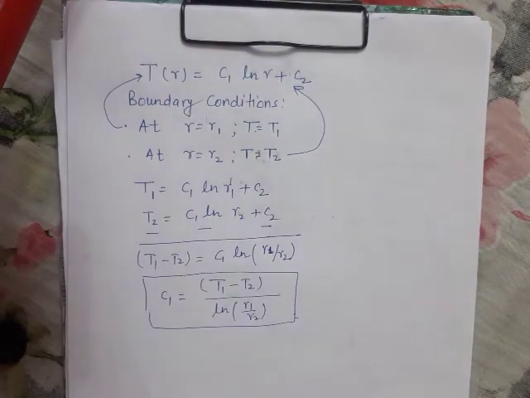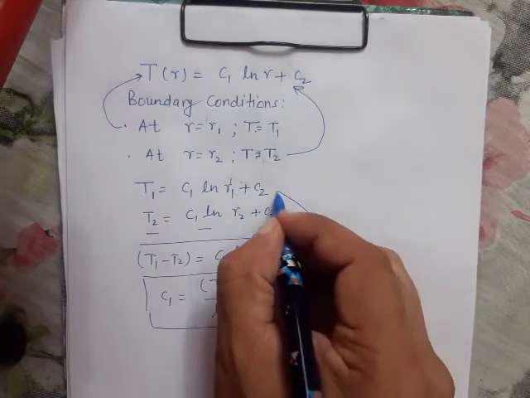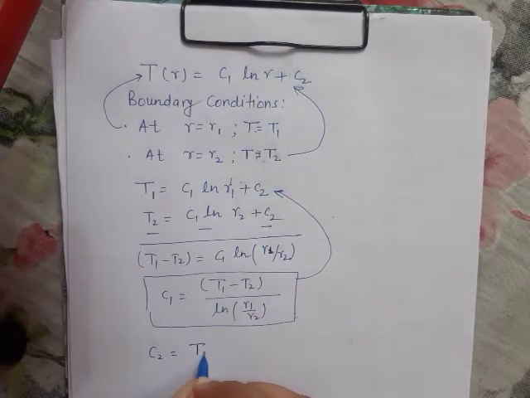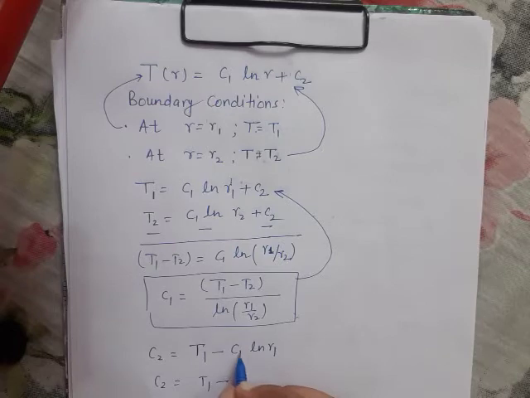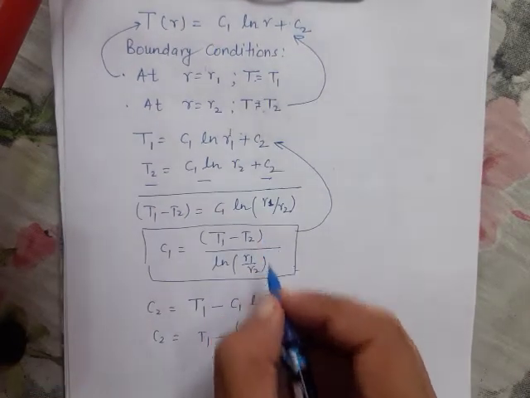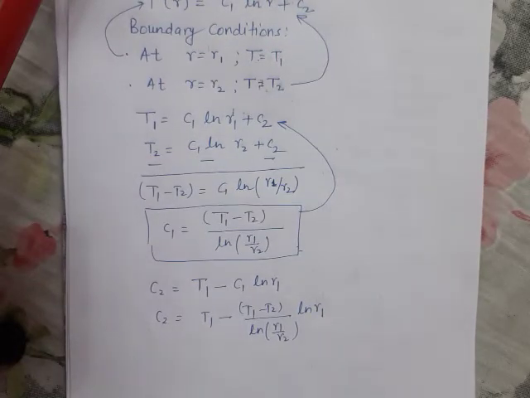Now we can calculate the value of the constant of integration C2 as well. By putting this value over here, we can write an expression for C2 as T1 minus C1 log r1. So C2 would be T1 minus, putting in the value of C1, T1 minus T2 upon log r1 upon r2, multiplied by natural log r1. This is the value of C2.